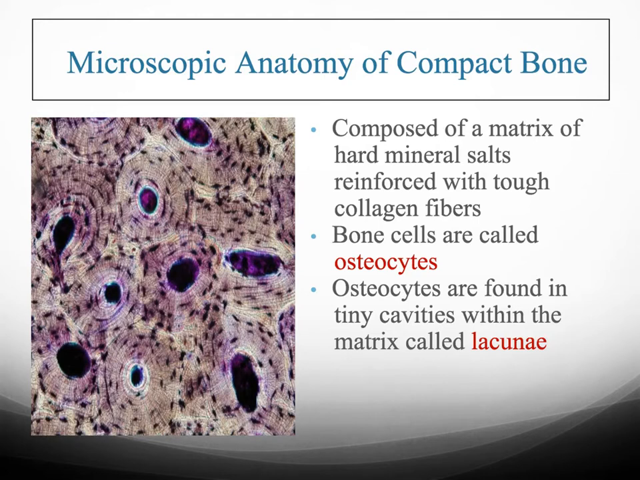Bone cells, it's important to note, are called osteocytes. And osteocytes are found in tiny cavities within the matrix called lacunae. Now, it's important to also note in your notes that bones are one of the hardest materials in the body, but they're relatively light in weight. The calcium salts are what give the bone their hardness, and collagen provides flexibility and tensile strength.